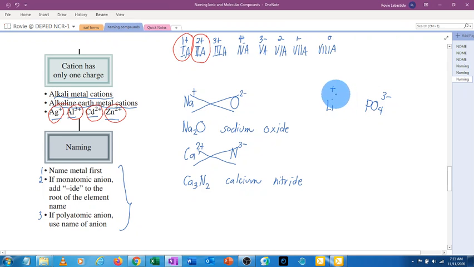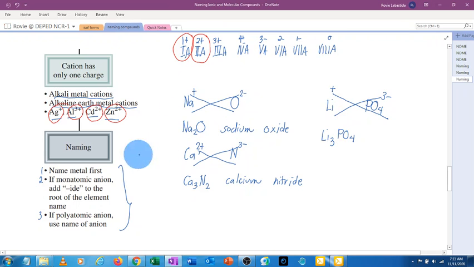Alright, so let's derive the chemical formula by doing the crisscross method. So we will bring down the numerical values. So 3, Li3, then we have PO4. Because there is only one here, one positive, so no need to write 1. Okay, so the chemical formula is Li3PO4.